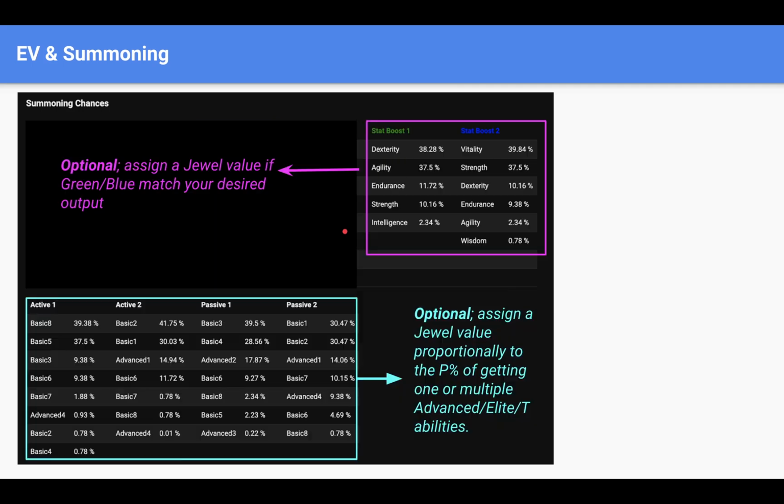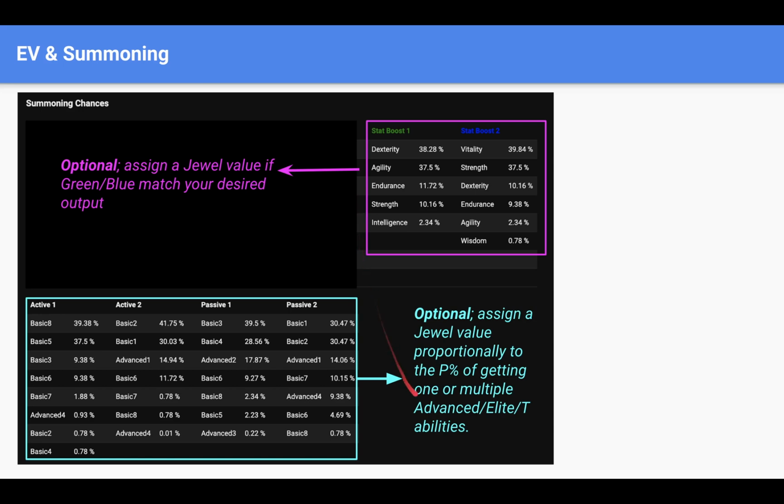Then on the flip side, with the speculative one, mostly I assign a dual value if the green-blue match your desired output, but in the calculator you can actually put in the weight as well. So if you want to do 100% weight, feel free, but you can also do it 50% weight.